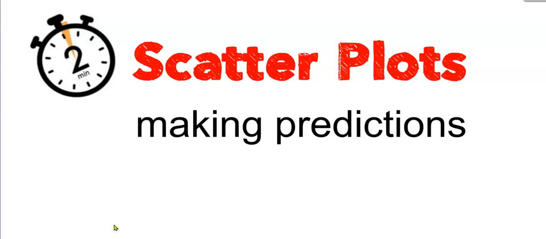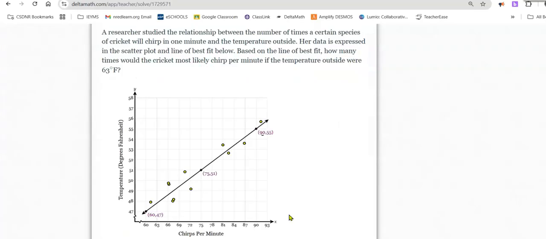Scatter plots, making predictions. In this example, it's showing a scatter plot of the amount of times a cricket chirps and the degrees outside in Fahrenheit. It says a researcher studied the relationship between the number of times a certain species of cricket will chirp in 1 minute and the temperature outside. Her data is expressed in the scatter plot and line of best fit below.